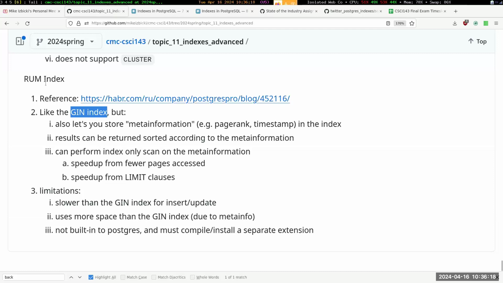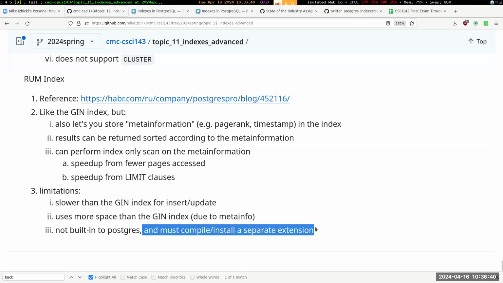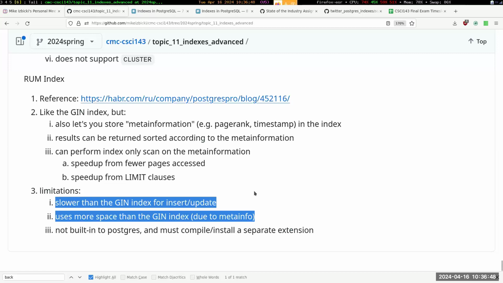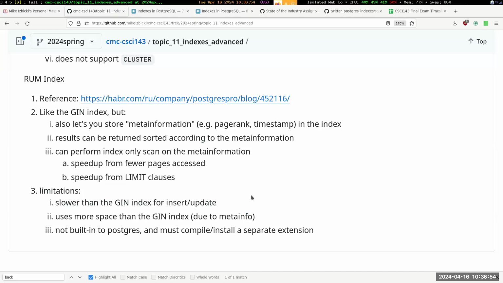The downside of the RUM index is that it's going to be slower than the GIN index for inserting and updating, because you're inserting more stuff. It also uses more space than the GIN index because you're adding all of that meta information. And then a minor downside is that it's not built into Postgres, so you have to compile it and install it separately as an extension. But that's a minor thing. These are the main downsides. A very fast walkthrough of the RUM index. Any questions about that?